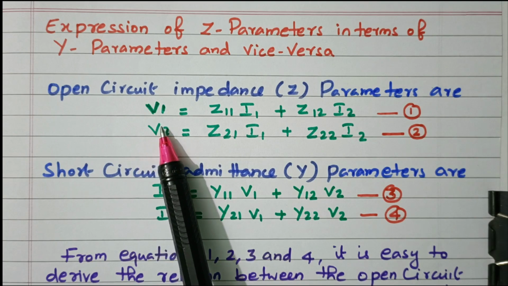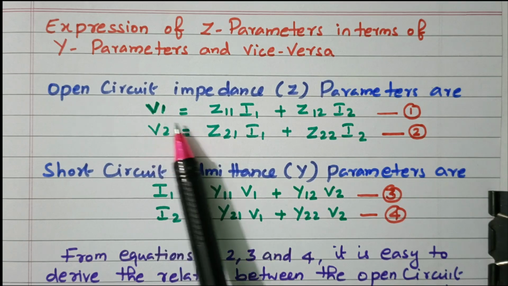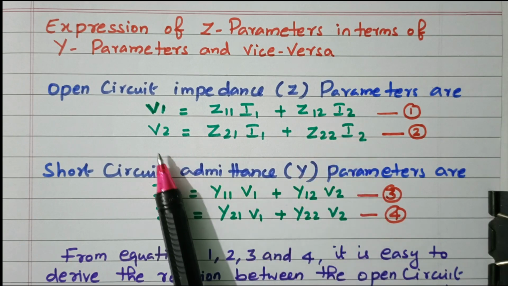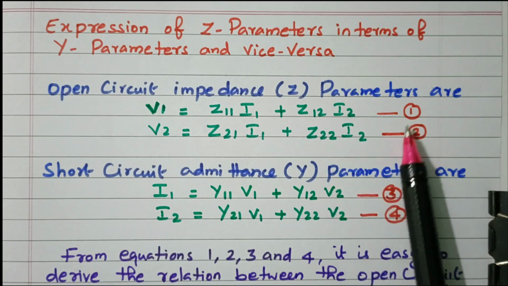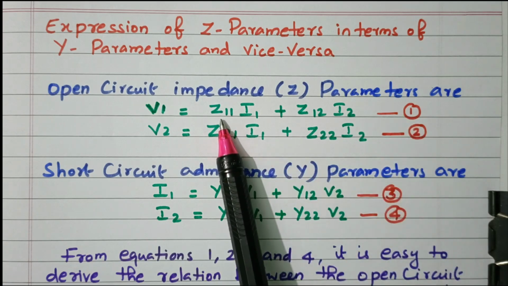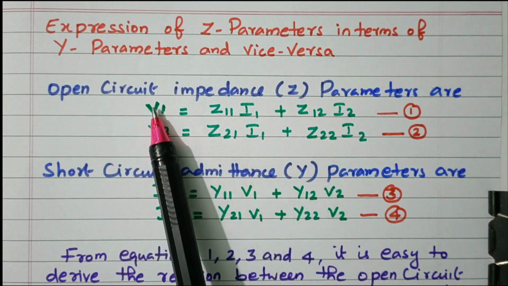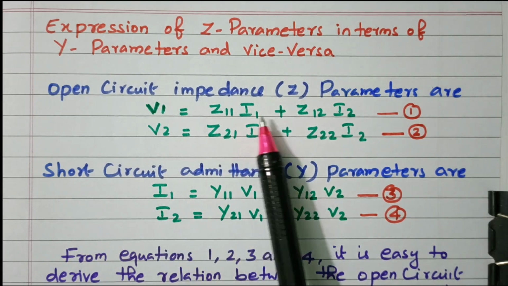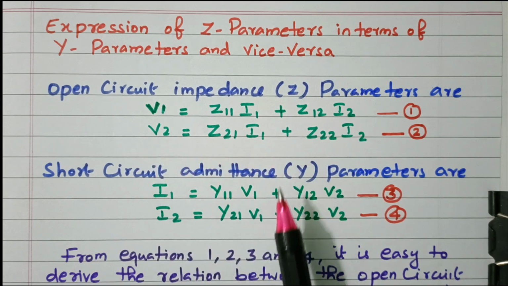So the equations for open circuit impedance Z parameters: the general equation is V1 equal to Z11 I1 plus Z12 I2, and V2 equal to Z21 I1 plus Z22 I2. We'll take these as equation number 1 and 2. These Z11, Z12, Z21, Z22 are impedance parameters, Z parameters. Here the input and output voltages are expressed in terms of the input and output currents I1, I2. Voltage is expressed in terms of current.